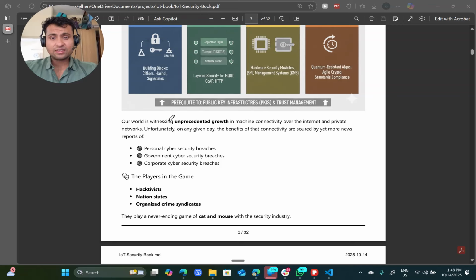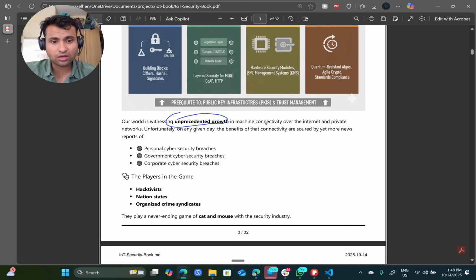So our world is witnessing an unprecedented growth in how machine connectivity is over the internet and private networks, and the software companies, the AI companies, are playing with our data. So naturally, it becomes very important how we are maintaining personal privacy, and this personal privacy has been picked up by governments as well, that how we can ensure that all these AI companies are not infringing upon all the data which is out there. There are certain laws and compliances regarding all these things.